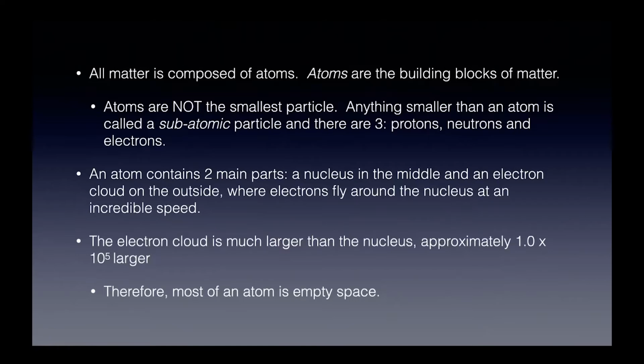So you could think of it as the electrons flying around the outside in a circle, but it's actually a little bit more complicated than that. The electron cloud is actually much larger than the nucleus. It's approximately 1.0 times 10 to the 5th larger.